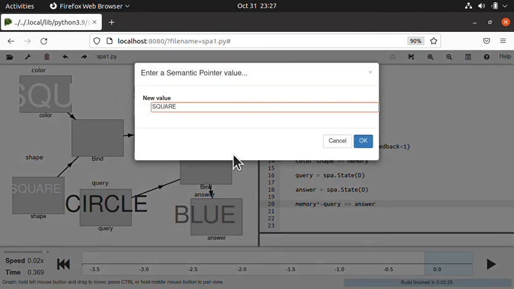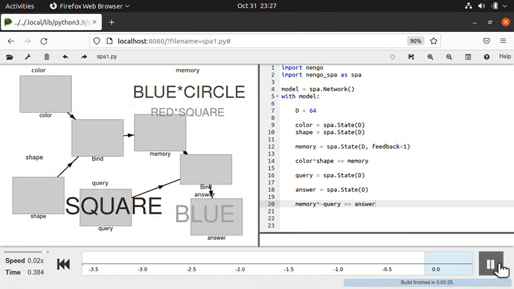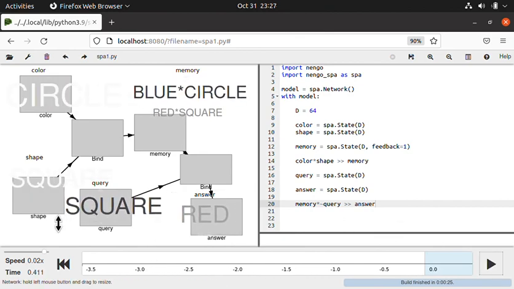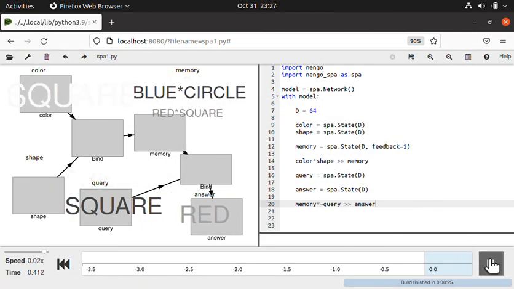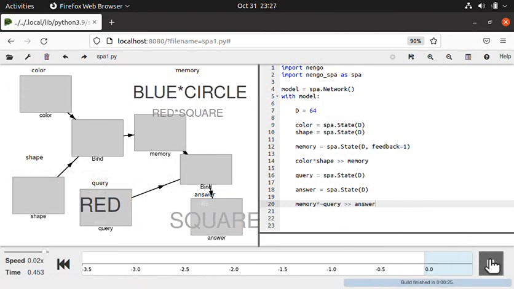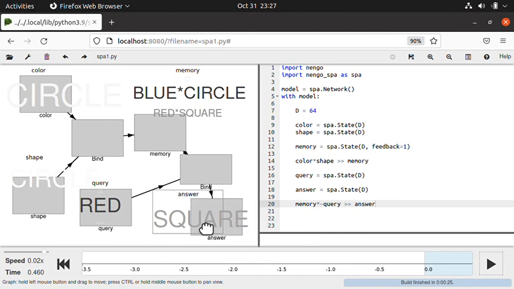Ask it for the square. I get out red. Ask it for red. I get out the vector. It's not exactly the vector for square, but it's more similar to the vector for square than any of these other vectors. That's what we're seeing in this sort of graph.